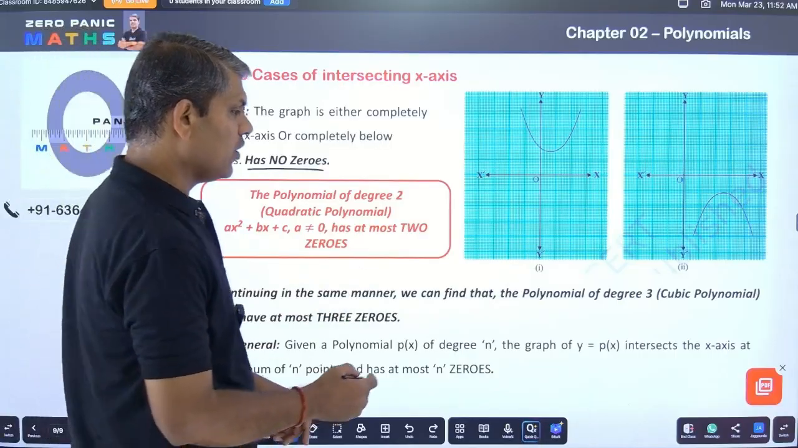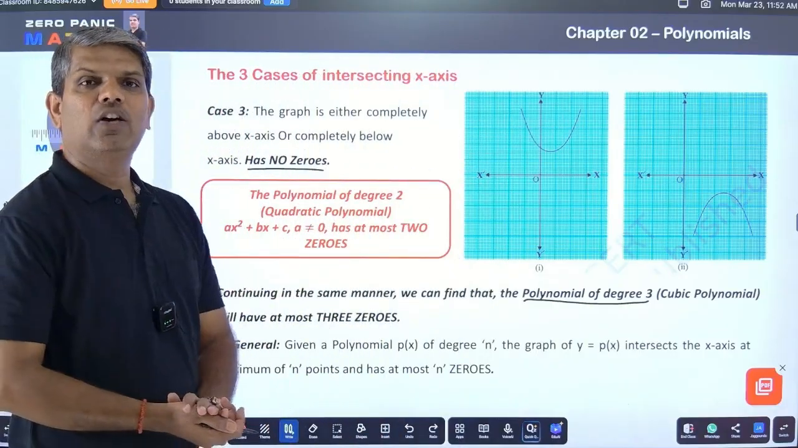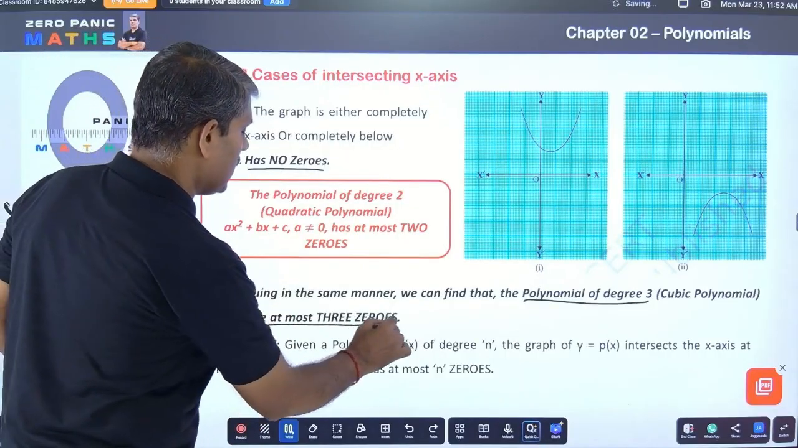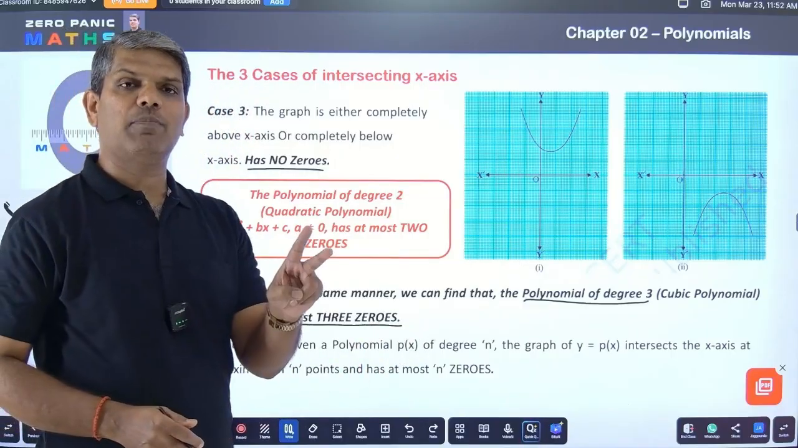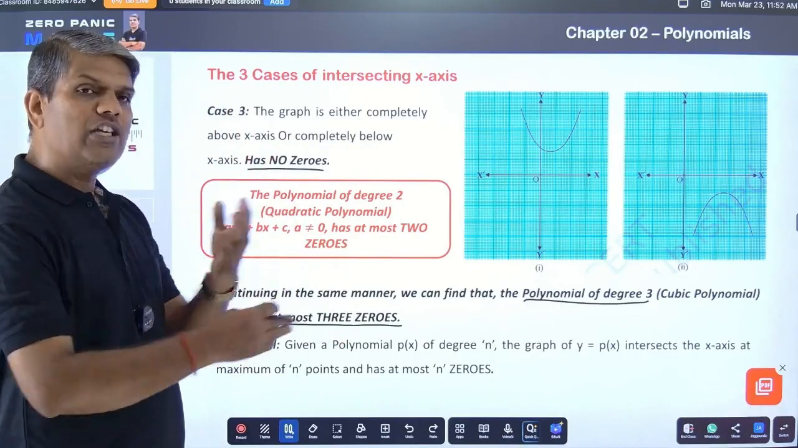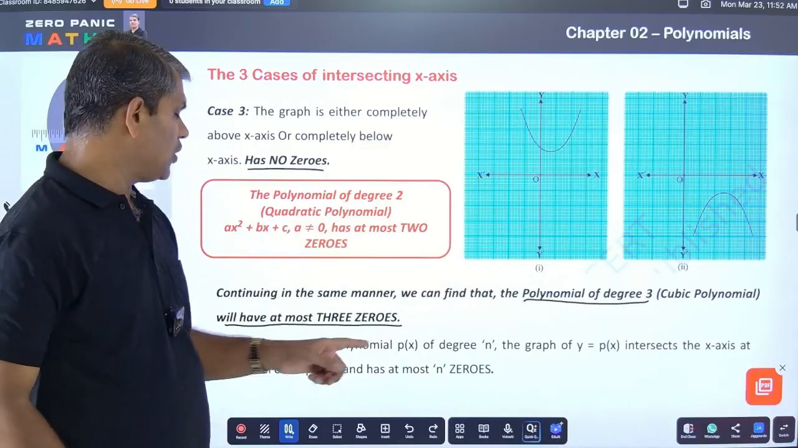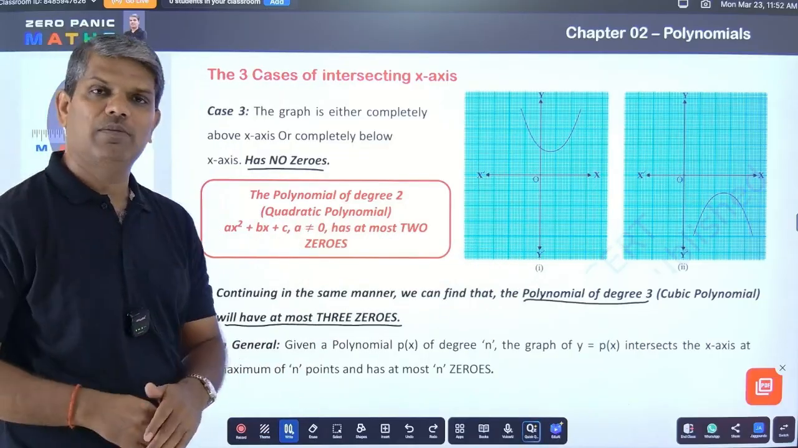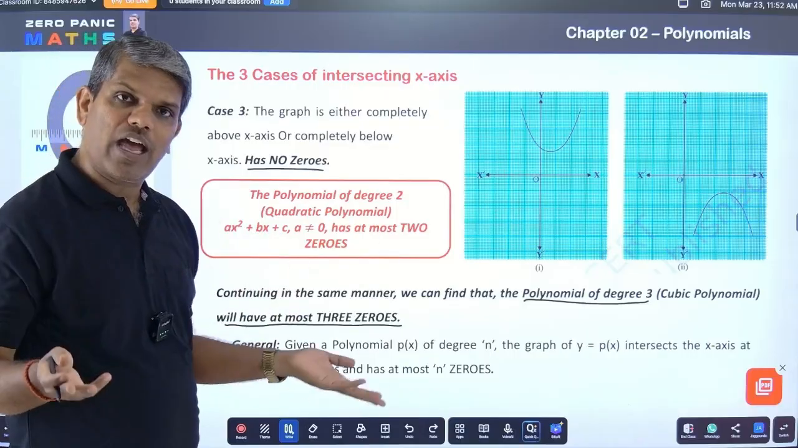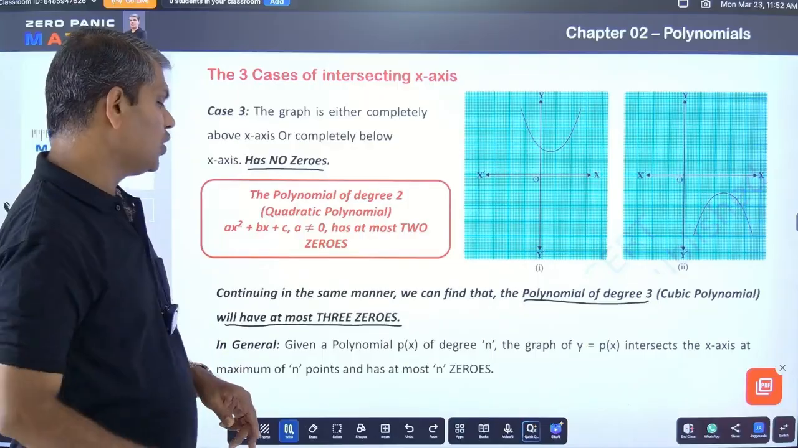a cubic polynomial, a polynomial of degree 3, I'm not going to plot that graph. We can arrive at the point that it will have at most three zeros, because for a linear polynomial at most one, for a quadratic polynomial at most two zeros. So continuing in the same fashion, for a cubic polynomial we get at most three zeros. It might have one zero, two zeros, or three zeros, or it might have no zeros also, but at most three zeros for a cubic polynomial.